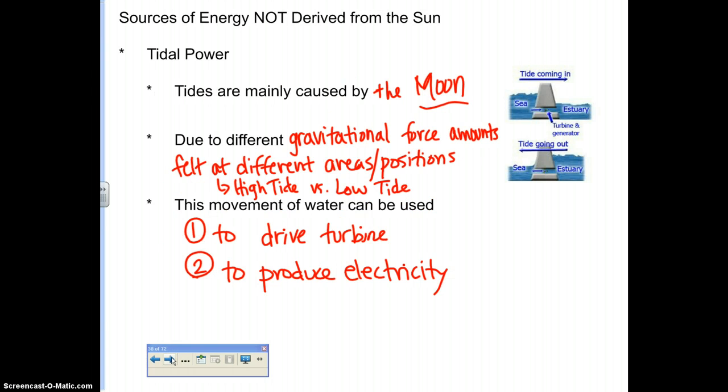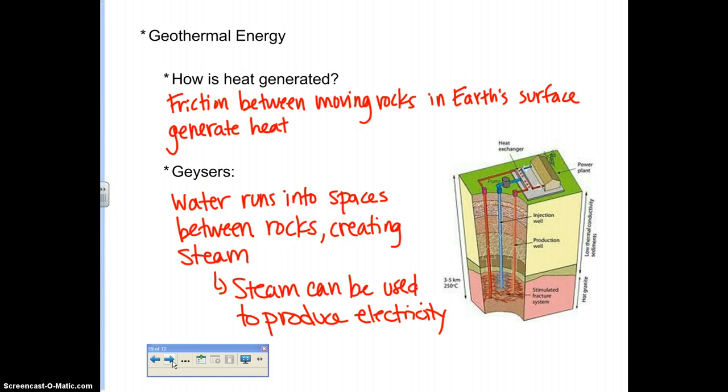Sources not derived by the sun would be like tidal power. So let's try to harness any movement due to the tides. Tides are mainly caused by the moon, right? Due to the difference in gravitational forces, we have high tide and low tide. This movement of water can be used to drive turbines, and these driven turbines then produce electricity just by the idea of having high tide and low tide. That's pretty cool.